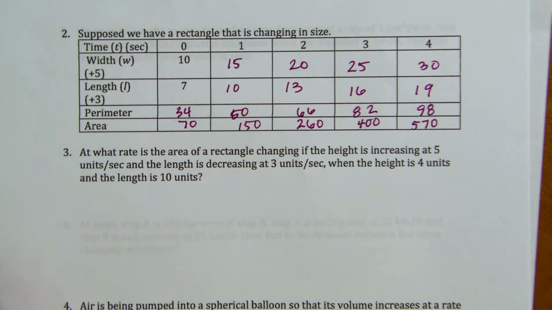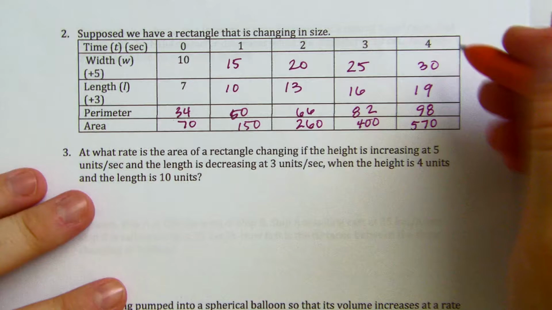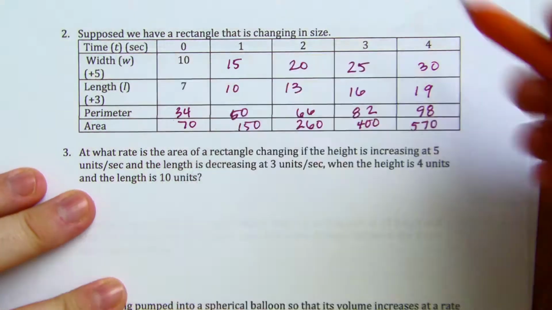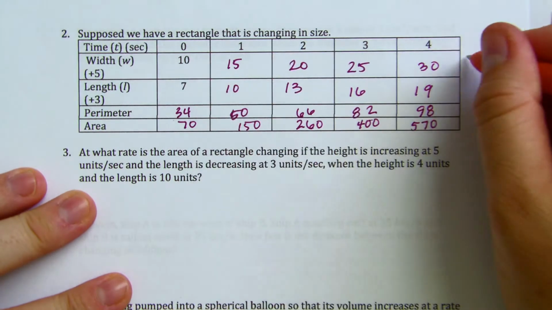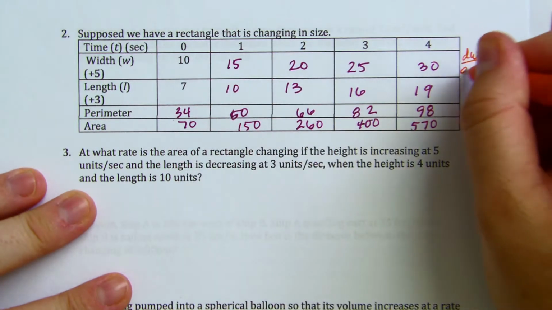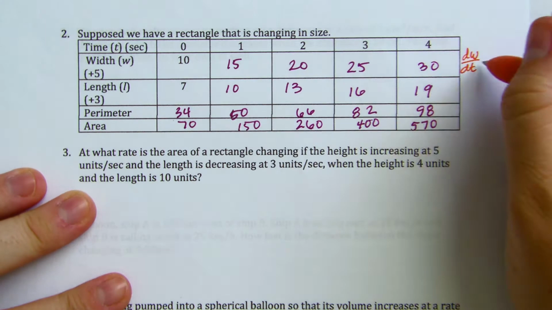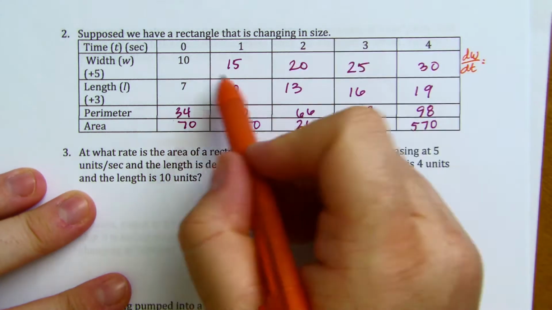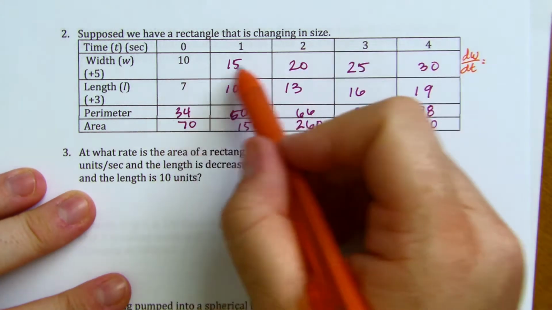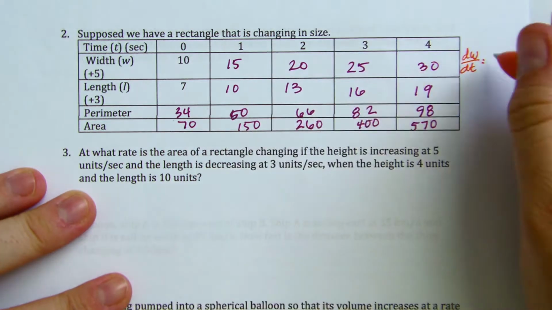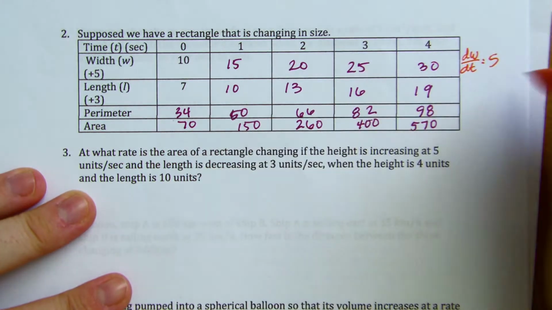So we not only want to look at what's changing here, but we want to look at the rate at which it's changing. So if I'm referring to the rate that the width is changing with respect to t, that would be dw/dt. Now, we can see that the width is changing at a constant rate. It's increasing by 5 each time. So that rate is 5.